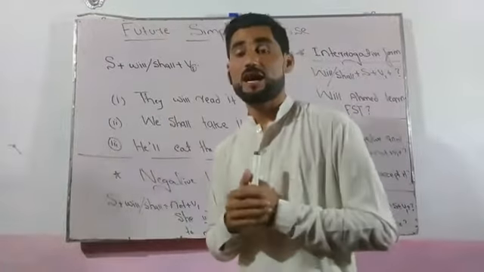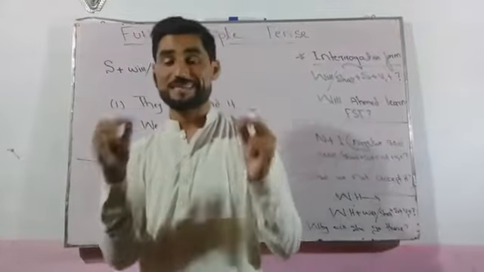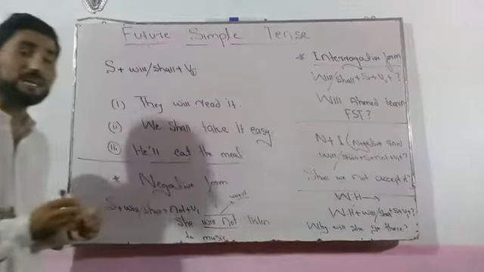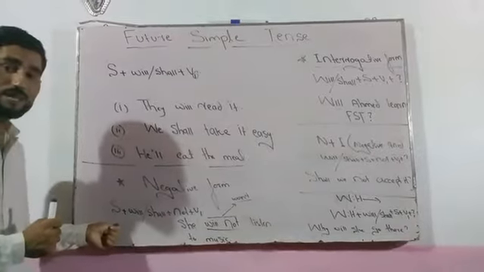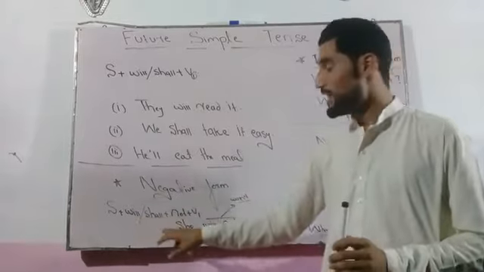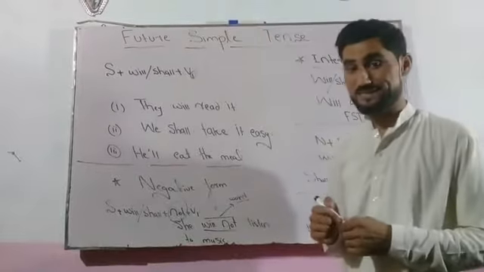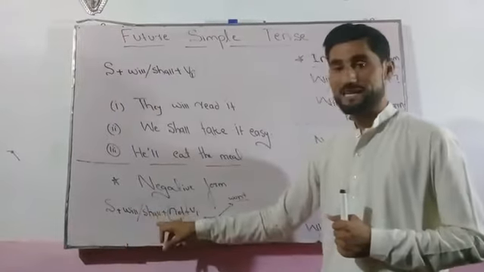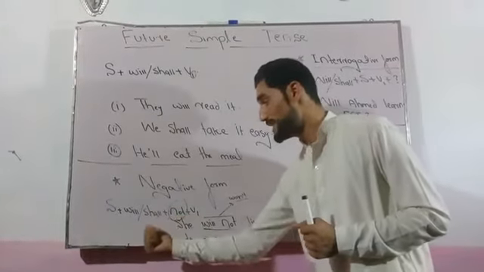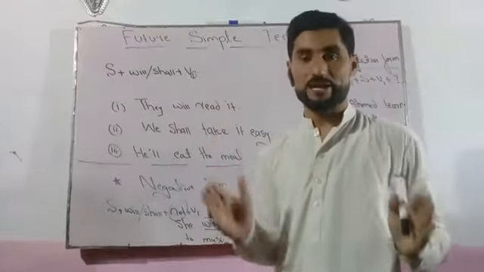Now let's understand how to make the negative form of the future simple tense. Just simply put not after the auxiliary verb and before the main verb to make a sentence a negative sentence. How? Here is the format. The sentence starts with the subject and then the auxiliary verb will or shall, and then not. Don't forget to put not here to make a sentence negative. Subject plus will/shall plus not plus main verb. Just by putting only one word between the auxiliary verb and the main verb, the sentence becomes a negative sentence.